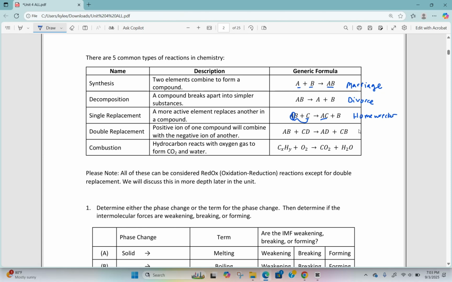A double replacement, I call that wife swap. That's because both partners are switching, so A and D end up together and C and B end up together.